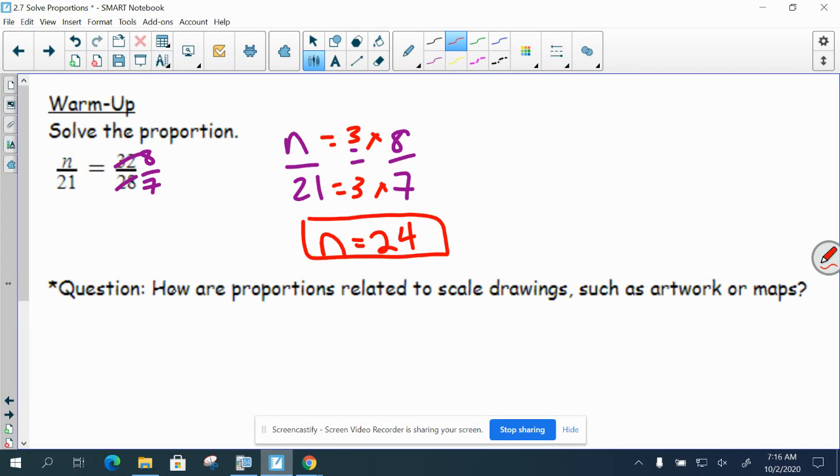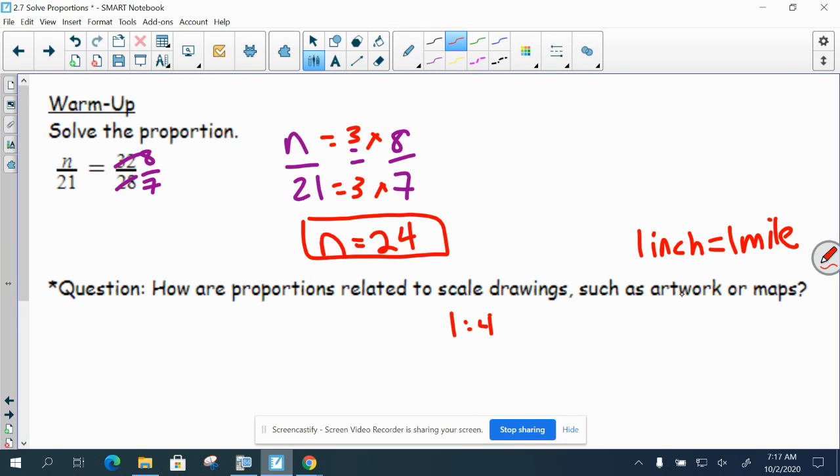Okay, and then just a simple question here. How are proportions related to scale drawings such as artwork or maps? So you can think about the question, scale drawings, for example, might be a ratio of 1 to 4. So the actual image is 4 times the image that you're drawing. And in maps, you'll often see like 1 inch on the map represents 1 mile, for example.